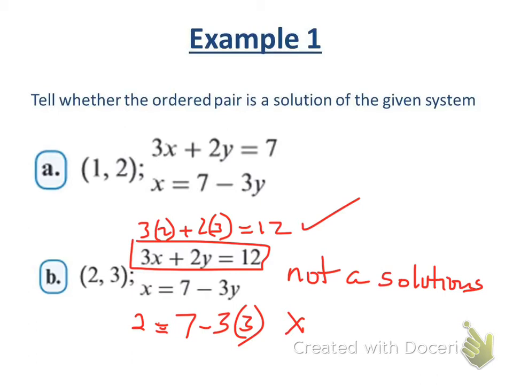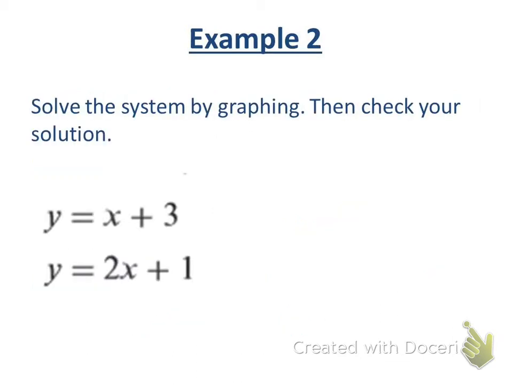Okay? I want you to understand what we're doing graphically, even though we haven't graphed any of those. We're going to start doing that right here. Solve this system by graphing and then check your solution. So grab a piece of graph paper that I gave you just a moment ago. And we're going to graph y equals x plus 3 and y equals 2x plus 1.